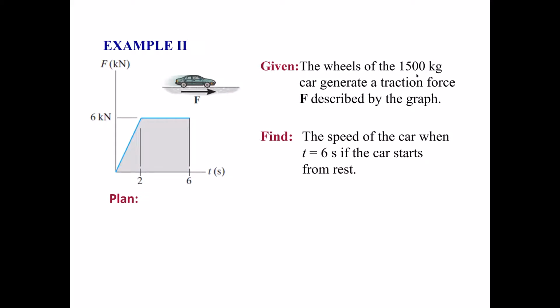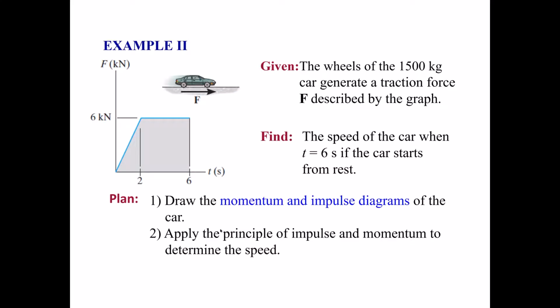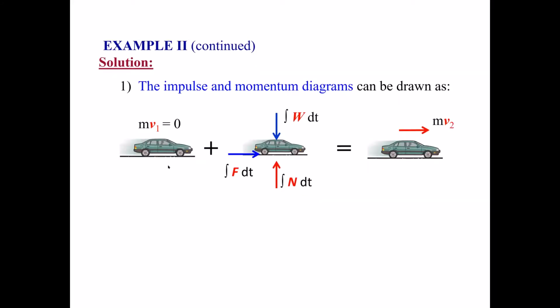So we're given some information here. We have some initial momentum, let's say, and some final momentum that we can calculate. So this is another impulse and momentum type of problem, okay? So here's our plan. Draw the momentum and impulse diagrams of the car and apply the principle of impulse and momentum to determine the speed. Okay, so here's our diagrams, right? So we have some initial momentum, which in this case was 0. So it started off at 0, had no momentum. An impulse was applied over some period of time, which was over 6 seconds.